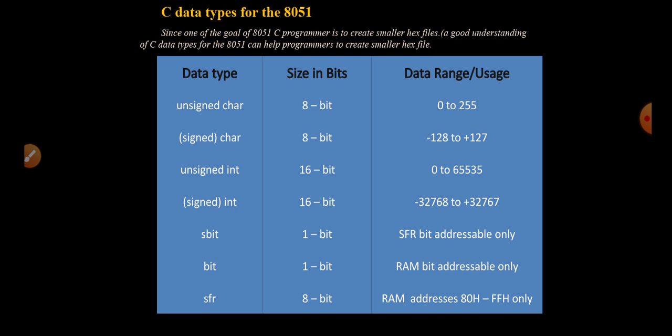right? And we must not use the integer data type unless it is required, since registers and memory accesses are in 8-bit chunks, and the misuse of integer variables will result in larger hex files. Therefore, instead of unsigned int, you can make use of unsigned character wherever possible, right? Then we have the signed integer.